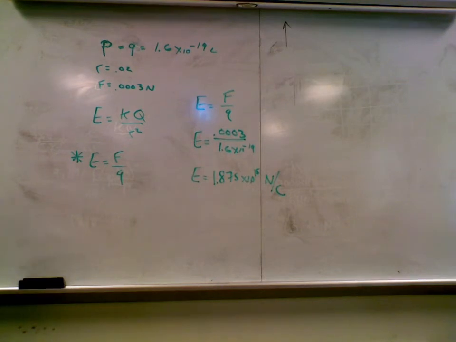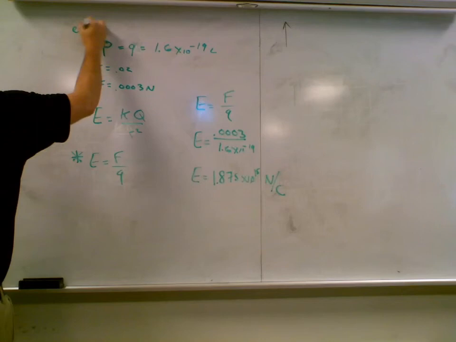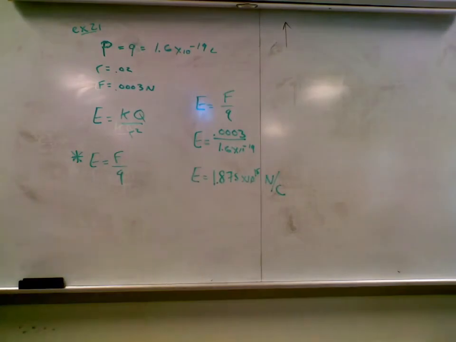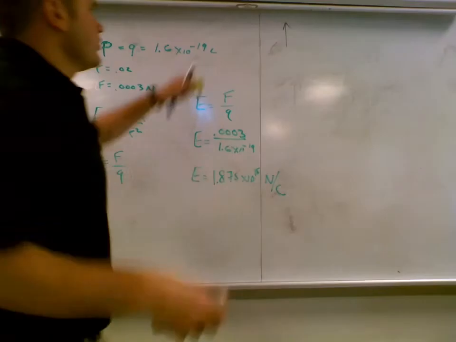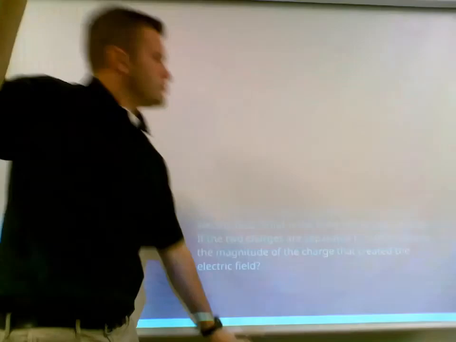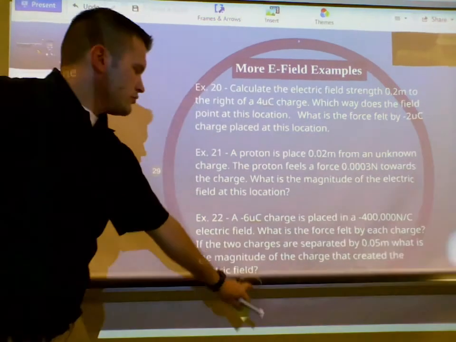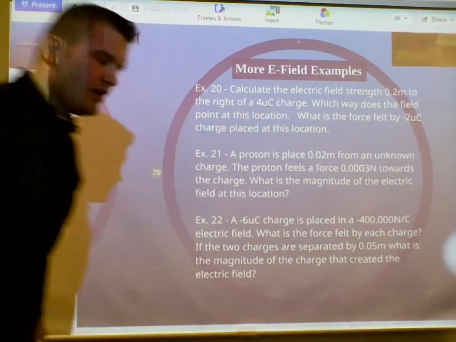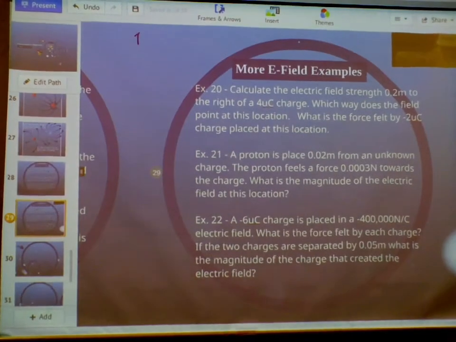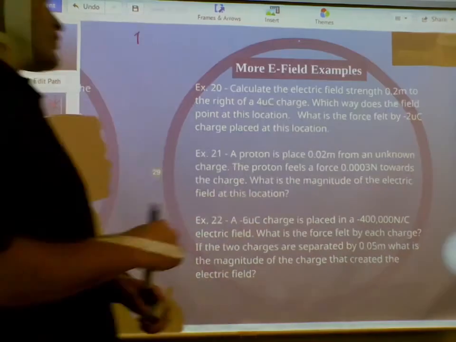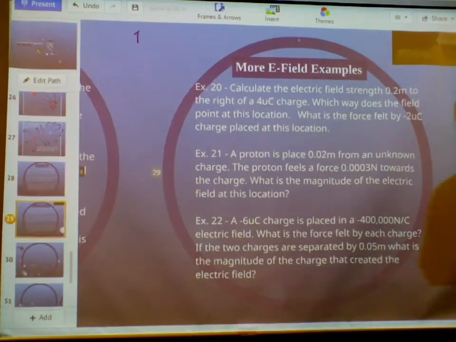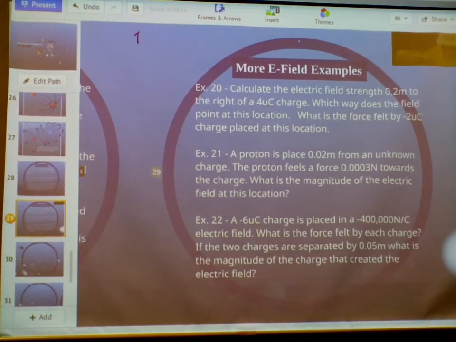So that was example 21, right? Example 22 says we have a small charge. Example 22 says a negative 6 microcoulomb charge is placed in a negative 400,000 newton per coulomb electric field. What is the force felt by each charge?